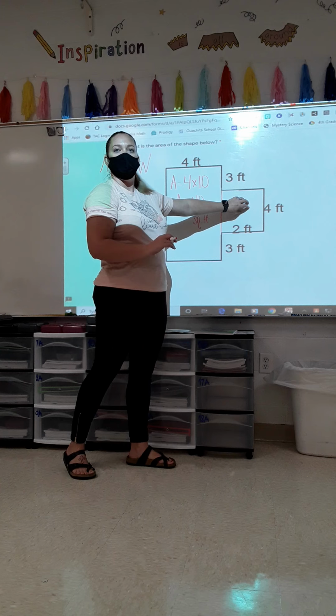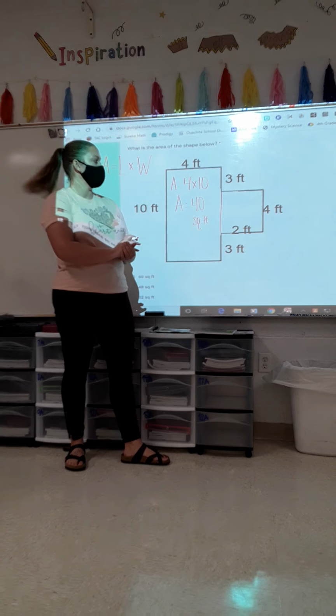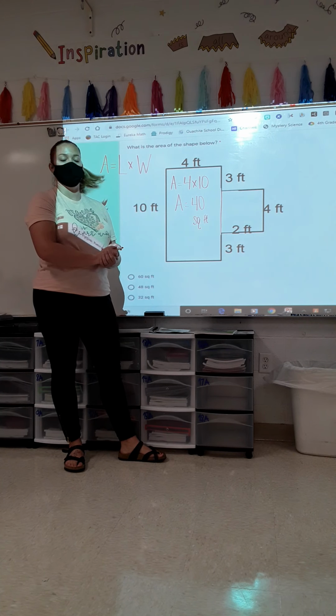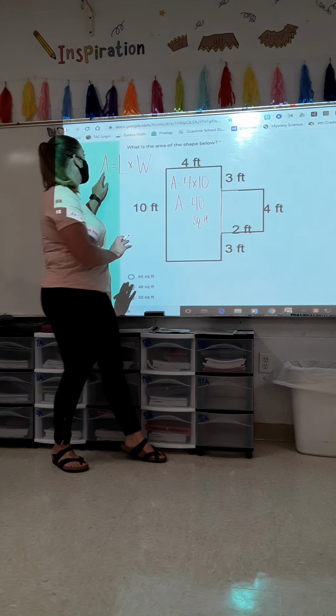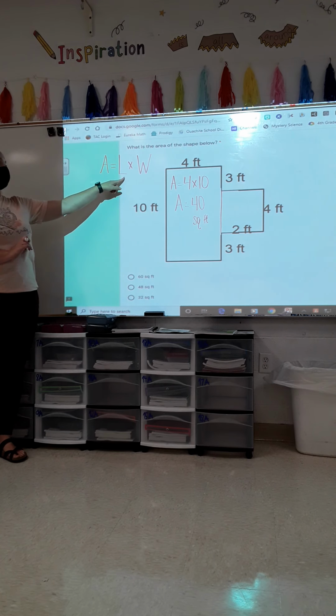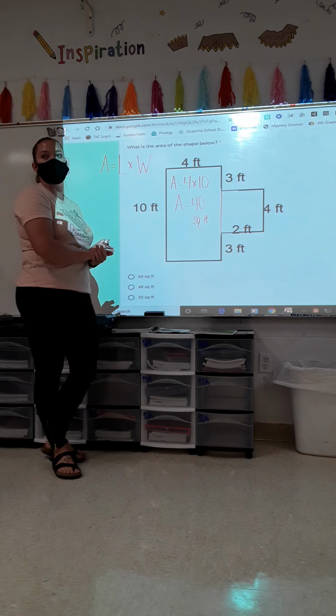How am I going to find the area of this rectangle, Dylan? How will I find the area of this one? You add it up. No, I'm finding the area. We said you multiply it. The formula for area is length times width. I'm not looking for the perimeter. I'm looking for the area inside.